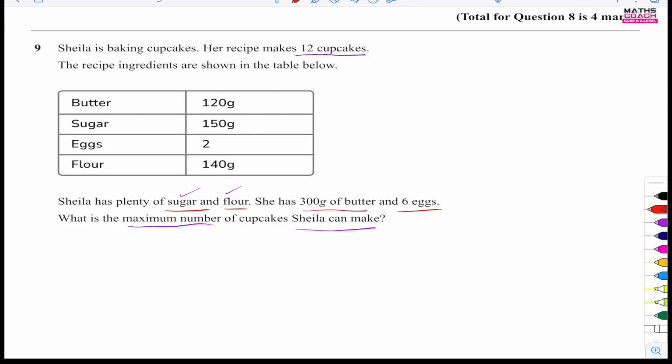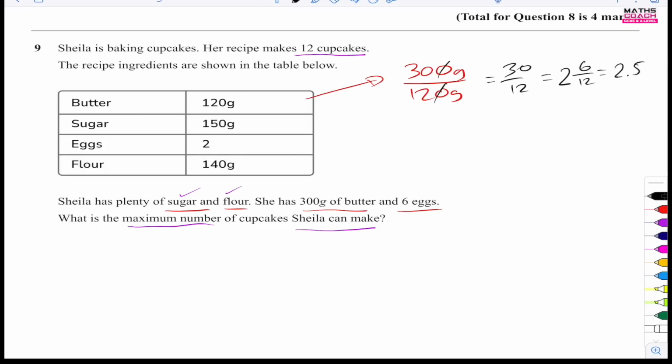So how do we do this? Well, the simplest way is literally to just do 300 grams divided by 120 grams and work that out. So we can cancel the zeros here, and we've got 30 over 12. How many times does 12 go into 30? 24, so that's twice. Left over is 6 over 12, which is a half, so 2.5.